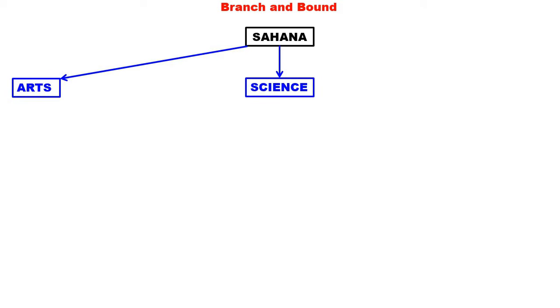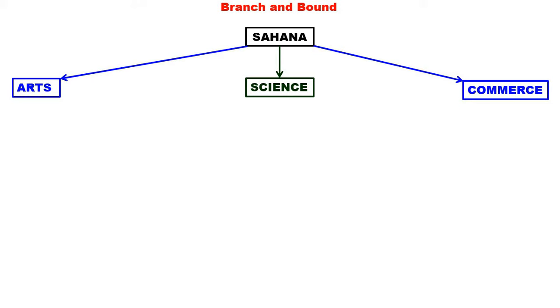This student Sahana is studying in 10th standard. Now, after clearing the examination of 10th standard, she has three options. Either she can take arts or science or commerce. There are three branches, rather. So she has to bound to one of these. She will select science. Yes. Sahana had three branches. She bounded to science.